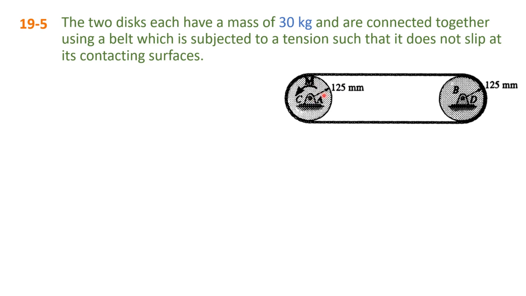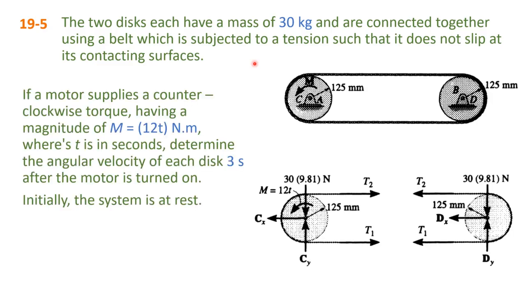You can see that the radius is also given, and we have the mass, so we can find the I value very easily. Now, we have a torque here. If the motor supplies a counterclockwise torque having the magnitude M equal to 12t Newton meters, where t is in seconds, what will be the angular velocity of each disk 3 seconds after the motor is turned on? Initially, the system was at rest, so that means omega 1 is equal to 0. So we'll start from these facts and try to find the solution.